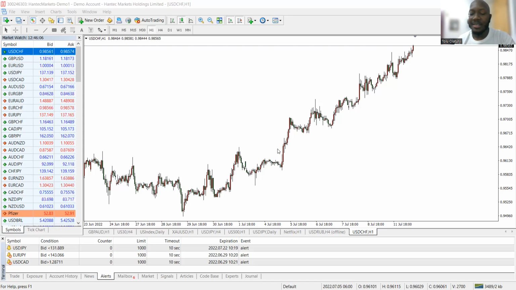Today is actually raining, and of course it has been raining a lot of pips, as the market has been very volatile of late.